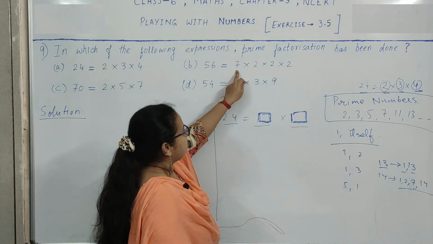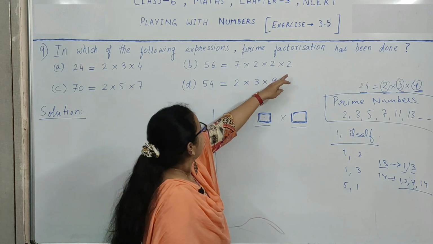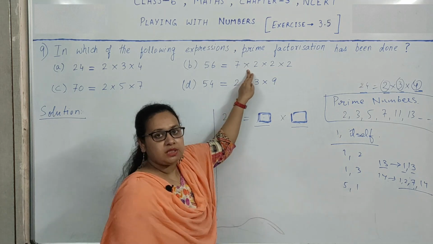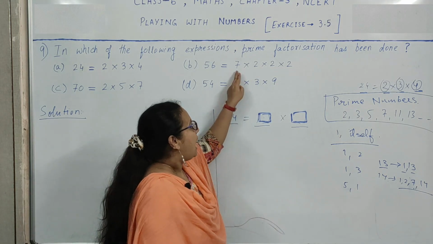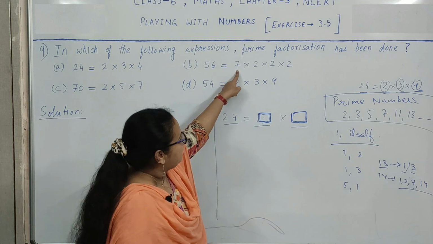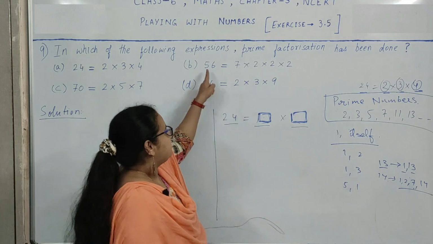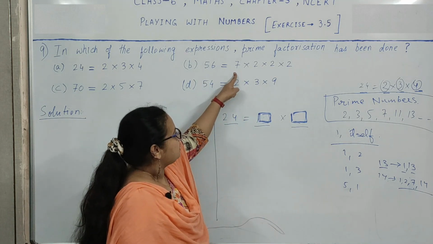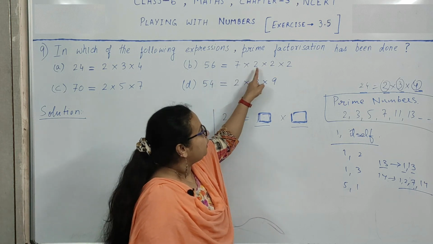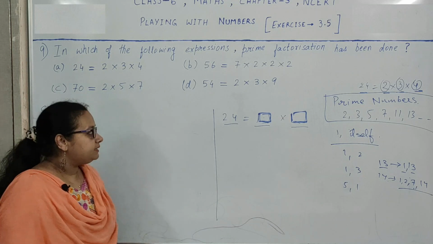Now see 56. 56 is written as 7 multiplied by 2 multiplied by 2 multiplied by 2. Means 7 2s are 14, 14 2s are 28 and 28 2s are 56. So 56 is factorized because it is broken into its factors. Are all the factors prime numbers? Yes, 7 is a prime number and 2 is also a prime number. So 56 is prime factorized because we have broken 56 into its prime factors, means prime factorization of 56 is done.